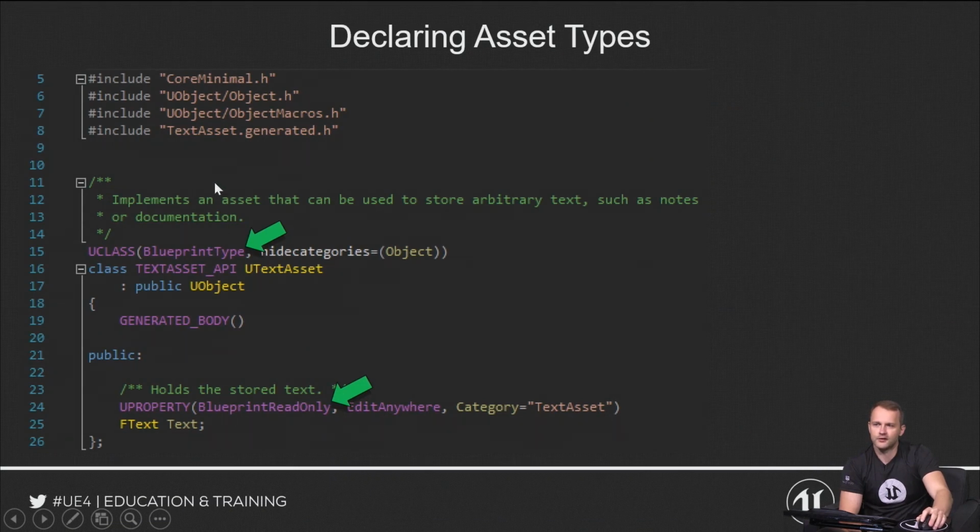And then the next thing is to integrate our asset with Blueprints, and that's just as easy. We use some special attributes that we can add to our macros. In this case, in the UCLASS declaration, we are using the attribute BlueprintType, and this will cause UBT to generate code that makes this asset type available in Blueprints as well. Similarly, we're exposing the Text field in Blueprints as well. And here, just for demonstration purposes, I decided to make this a read-only field. So in Blueprint, you can only read from this field, but you can't write to it.